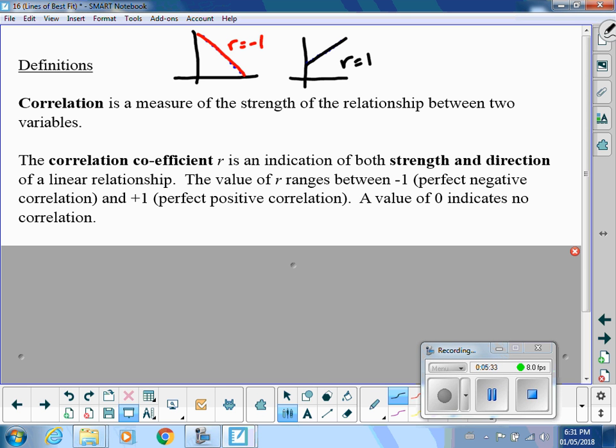Again, this doesn't indicate steepness. If I had, for that example, gone like this, or like this, or like this, it doesn't matter how steep that is. If all the points are on the line, then it's 1.